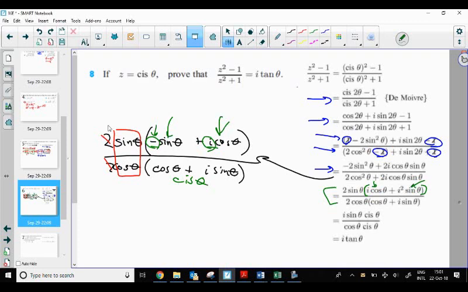And then we notice that this piece here is just cis theta, but it has an extra factor of i in it. So we can pull that out, and that brings us here. And the cis's are going to cancel, and there we have it. That's i tangent of theta.